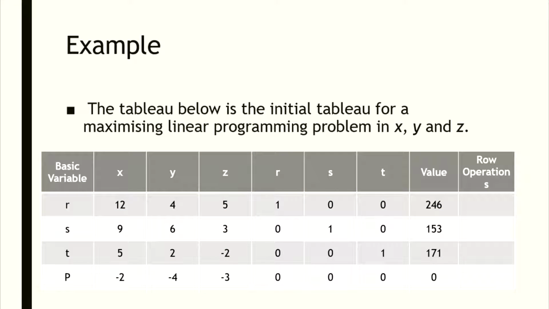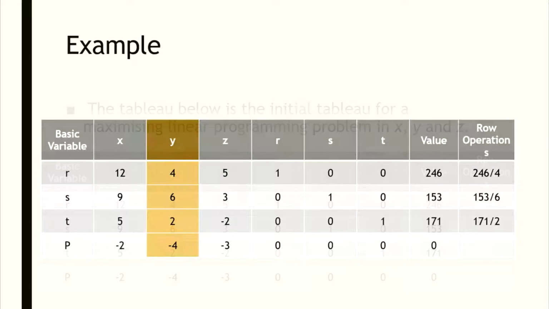So here's an example of a linear programming problem in tableau form. As you can see, the data has already been put into the simplex tableau. To start, we're going to look in the objective row, and we're going to see that -4 is the most negative entry in that row. We're going to highlight that there, and use that to calculate our theta values in the row operations column on the right.